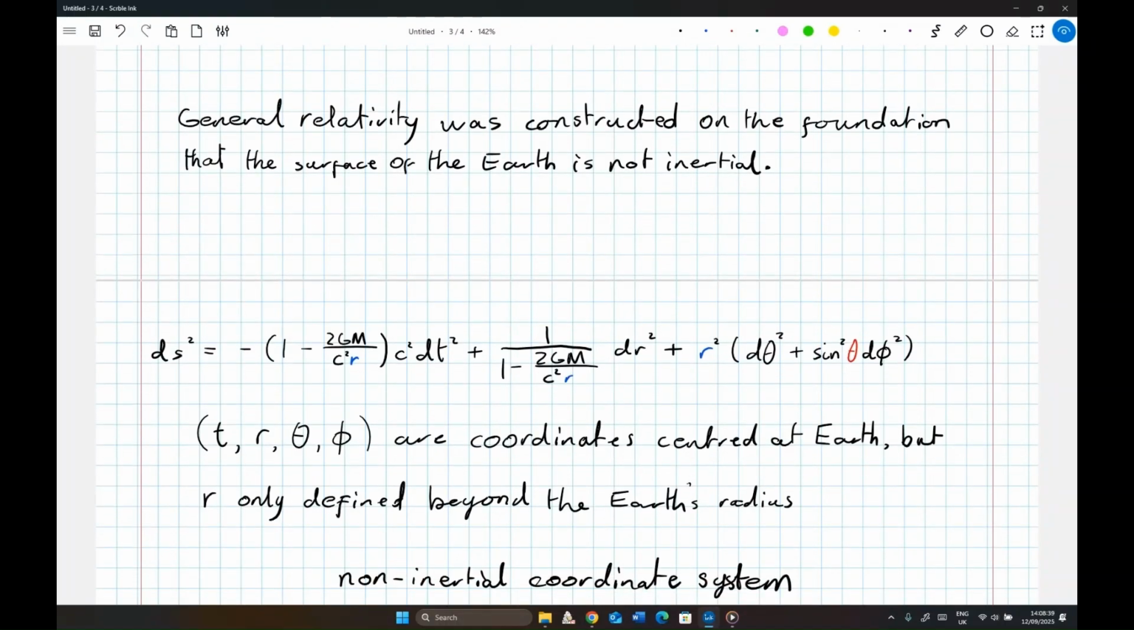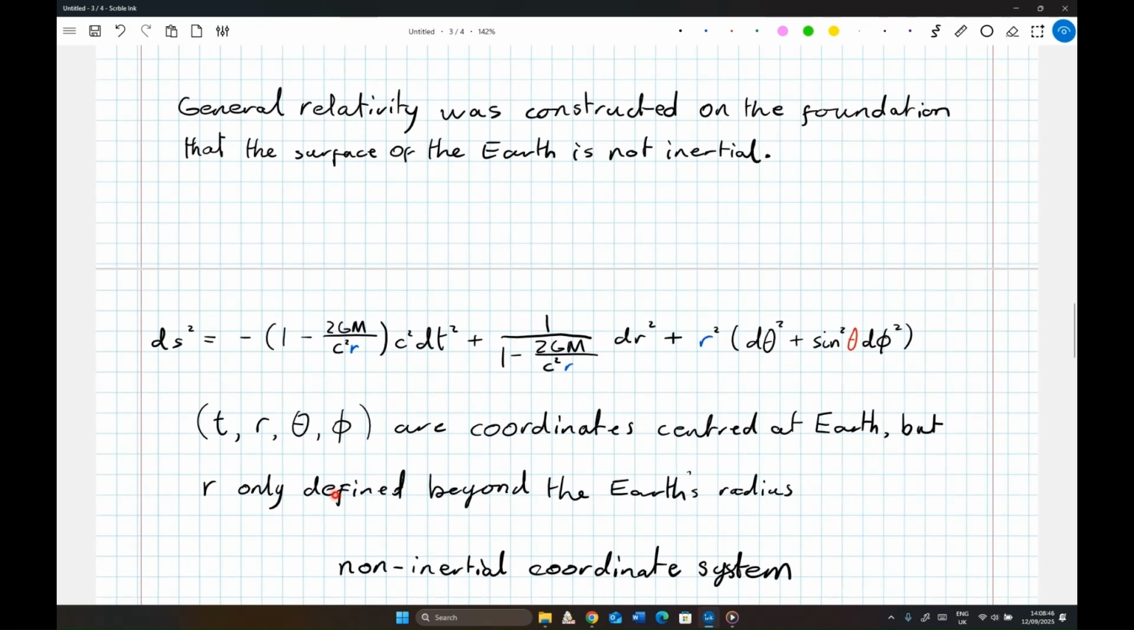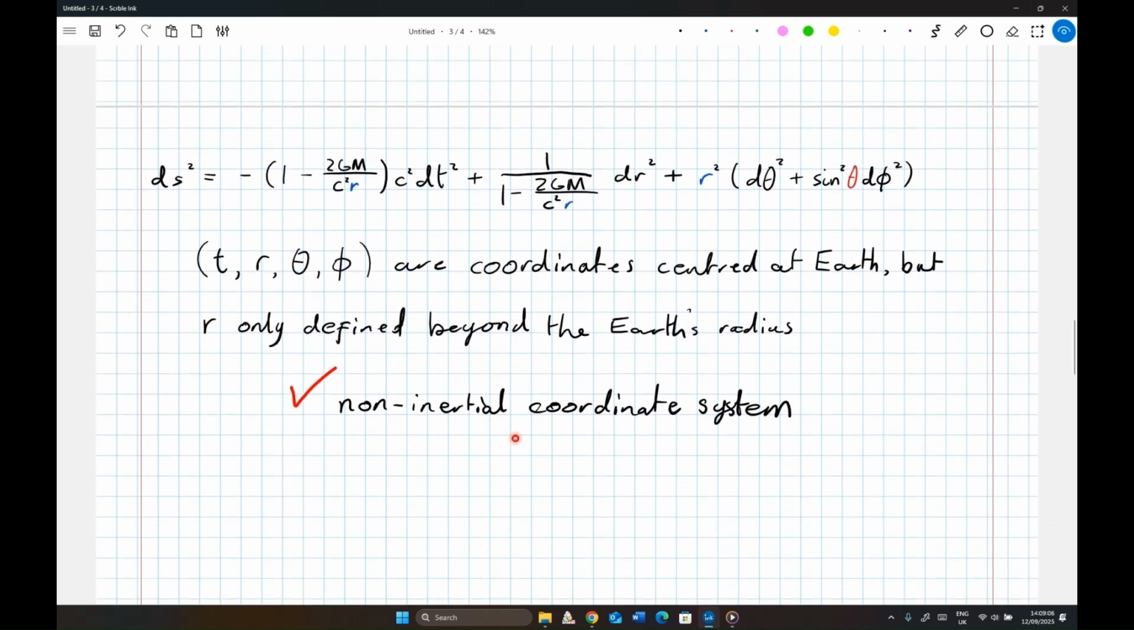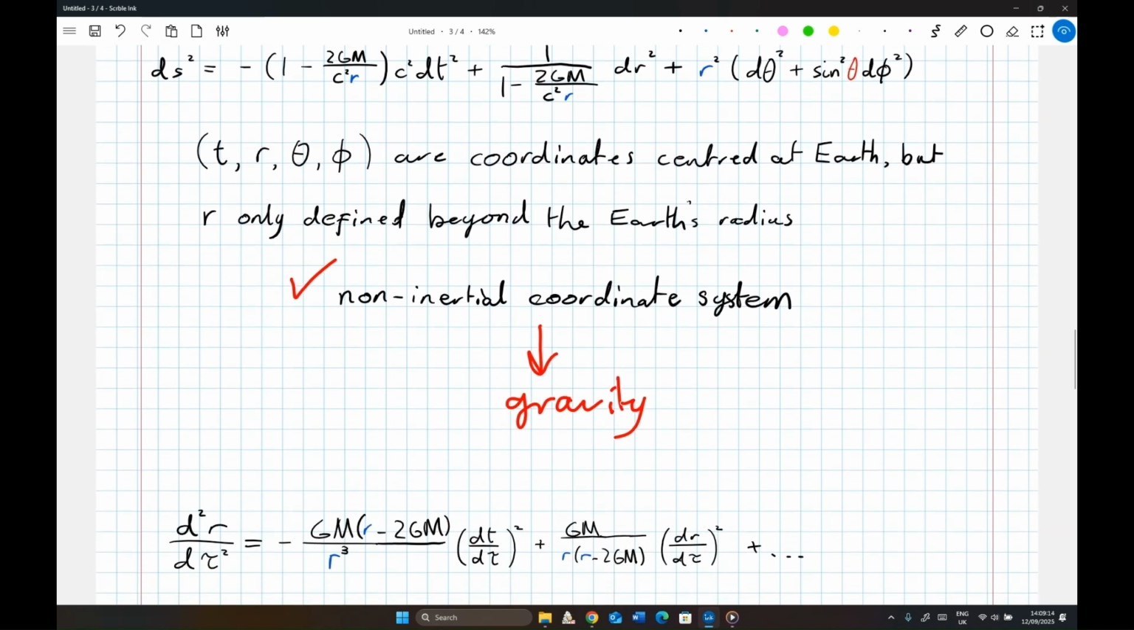So t, r, theta, and phi are the coordinates centered at Earth. We have the Schwarzschild metric, and the radius is only defined beyond the Earth's radius. And as we've discussed, this is a non-inertial coordinate system. If you do the equations of motion on a non-inertial coordinate system, you will get pseudo forces. And that pseudo force that you would get is gravity. So gravity emerges, and we will see this when we crank through.